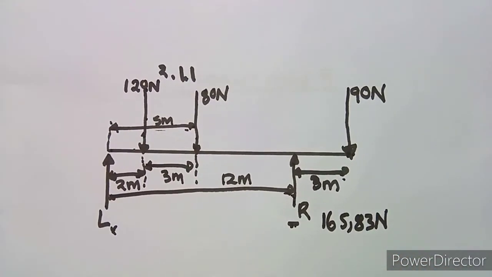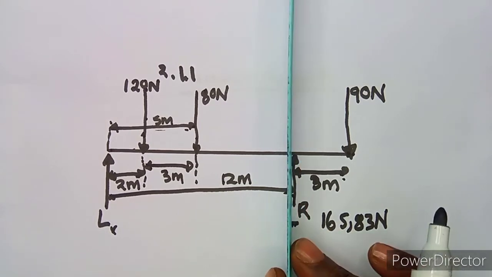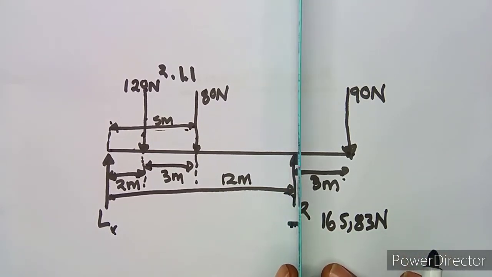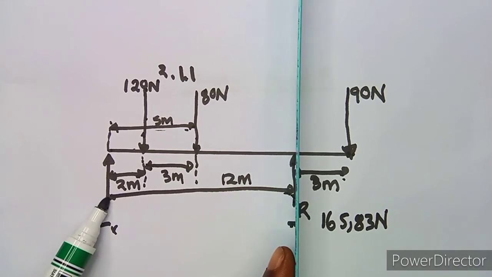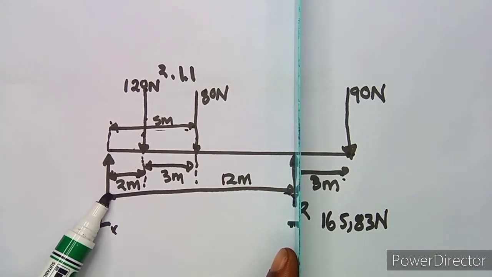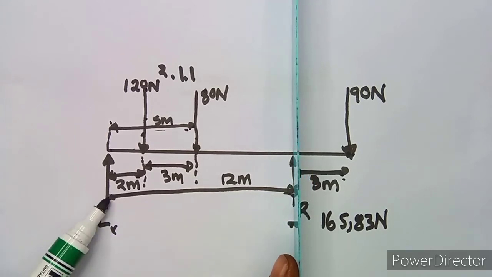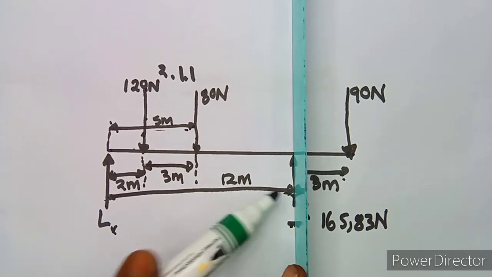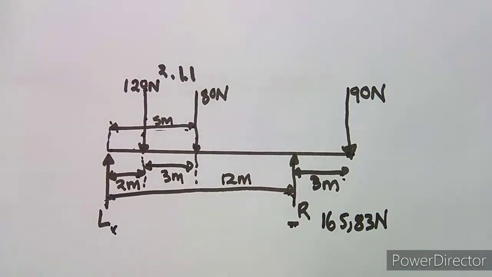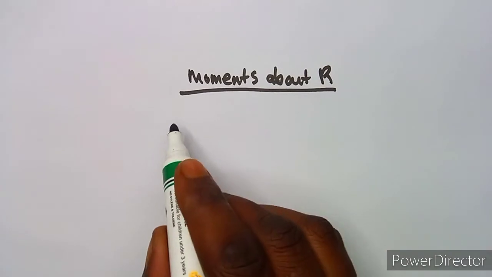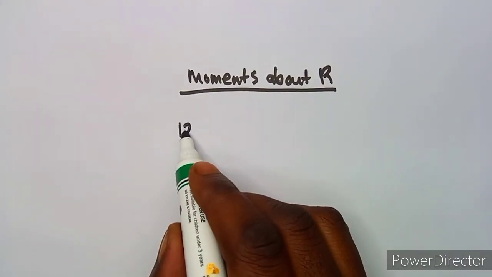This time I want you to see the easier way that I use. This is your point R, your reference point or reference support. This is your L. You're going to take the moment from L to R. So it's force times distance, which is L times the distance of 12. I wanted to show you something easier that I use. So it's 12 times L.